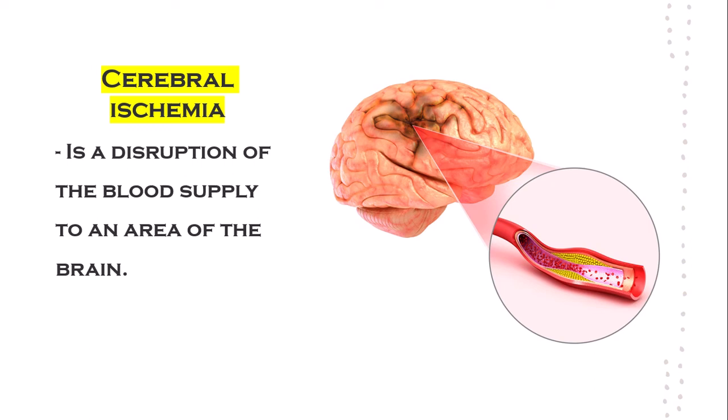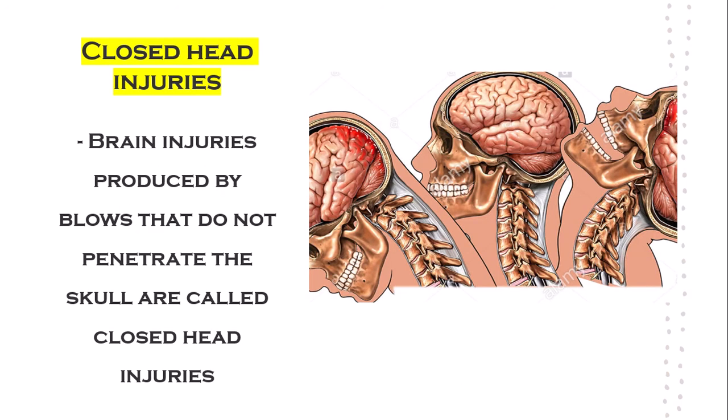Next is cerebral ischemia. Cerebral ischemia is a disruption of the blood supply to an area of the brain. It is a condition in which a blockage in an artery restricts the delivery of oxygen-rich blood to the brain, resulting in damage to brain tissue. Cerebral ischemia is sometimes called brain ischemia or cerebrovascular ischemia.